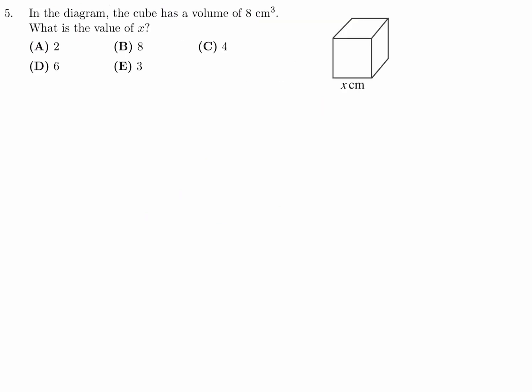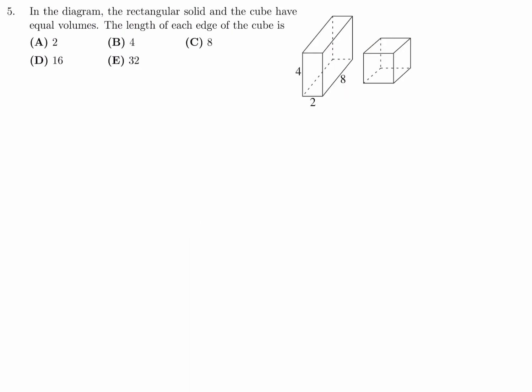In the diagram, the cube has a volume of 8 centimeters cubed. What is the value of x? The volume of any cube, if the side length is x, is x to the power of 3. So they tell you that our volume is 8. So 8 is equal to x to the power of 3, and therefore x is equal to 2, the cube root of 8. And therefore number 5, the answer is A.